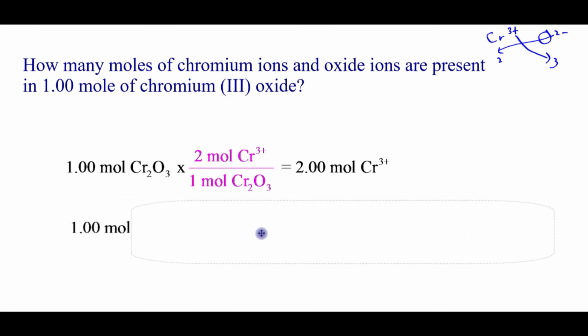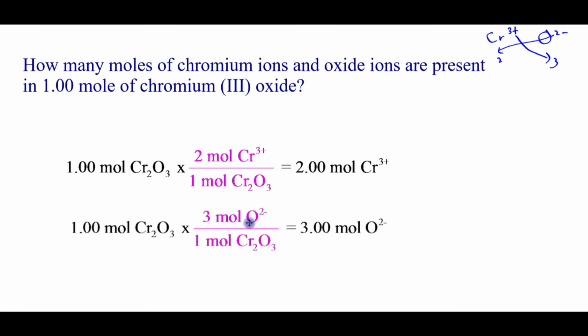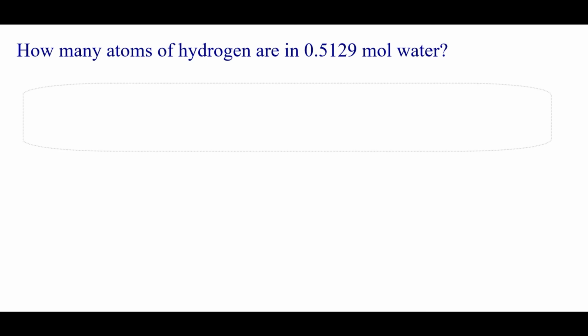We also do the oxide ion. There are 3 moles of the oxide ion, and since we have started with 1 mole, we have 3 moles of oxygen. Pause the video and give this one a try.